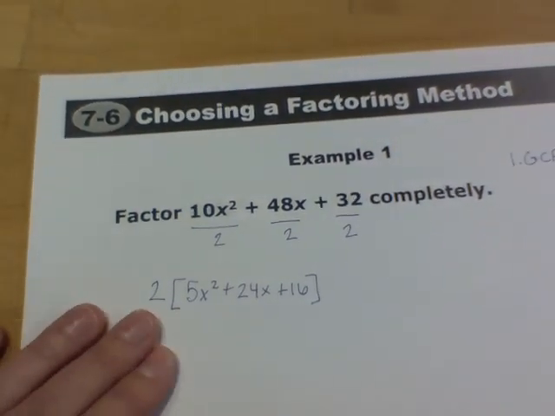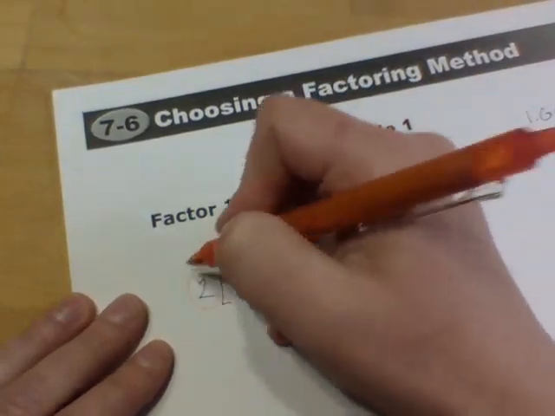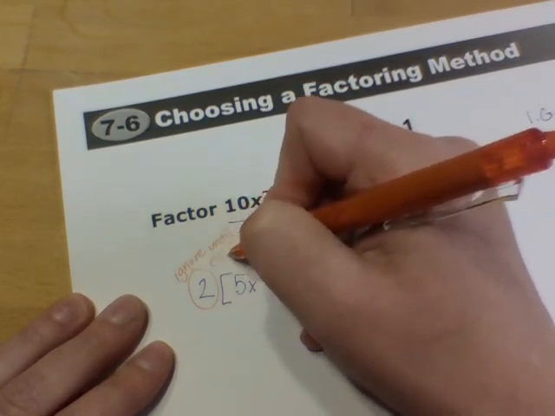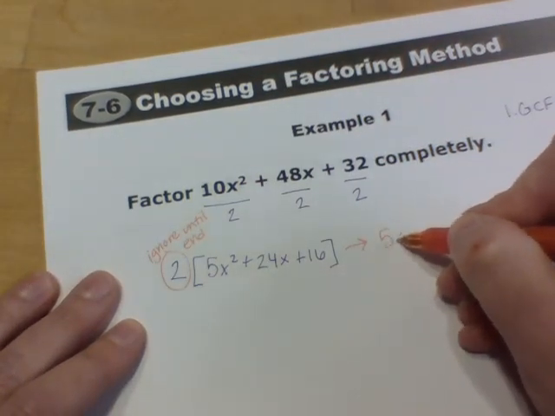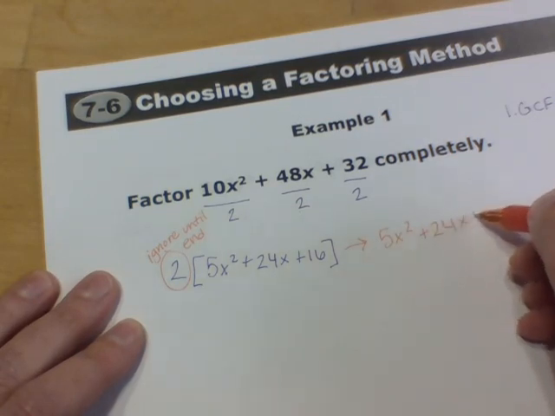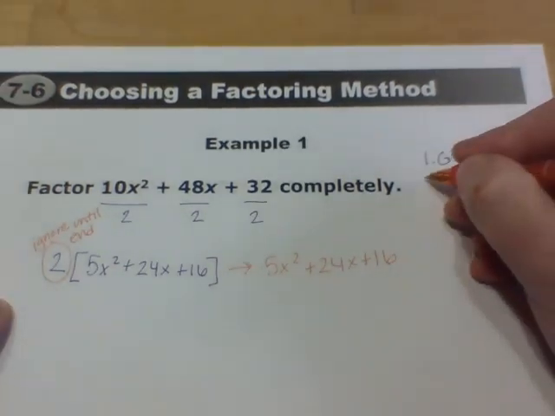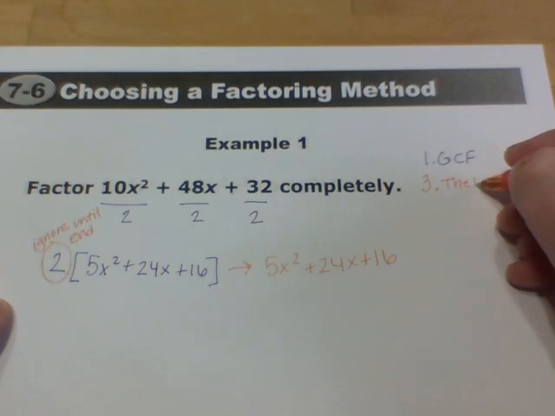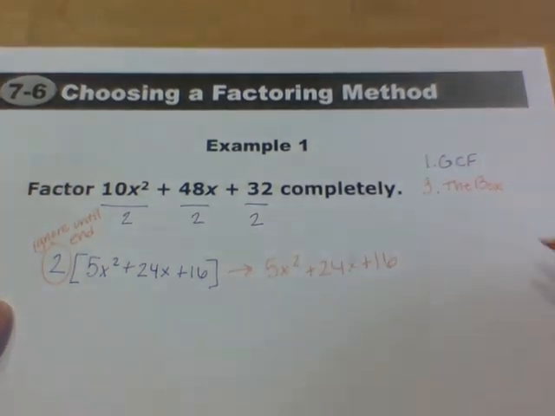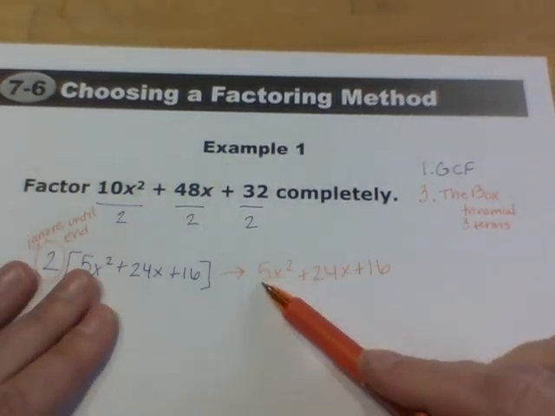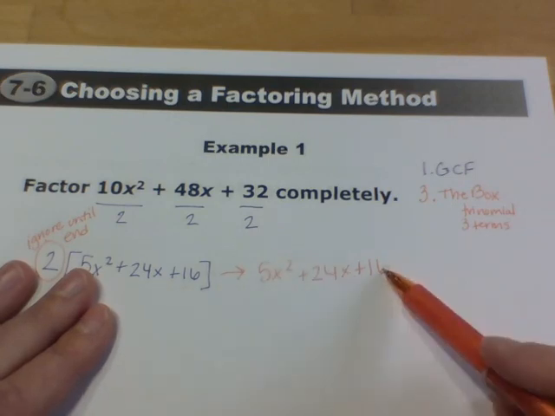So now we're going to ignore the 2 until the end, and we're just going to focus on 5x squared plus 24x plus 16. Okay, and so that is a trinomial. And so that skips us to step 3, where we need to use the box because we have 3 terms, or a trinomial. Now we get to look at this and say, is there a leading coefficient that is not 1? Then we don't get to do the easy one.